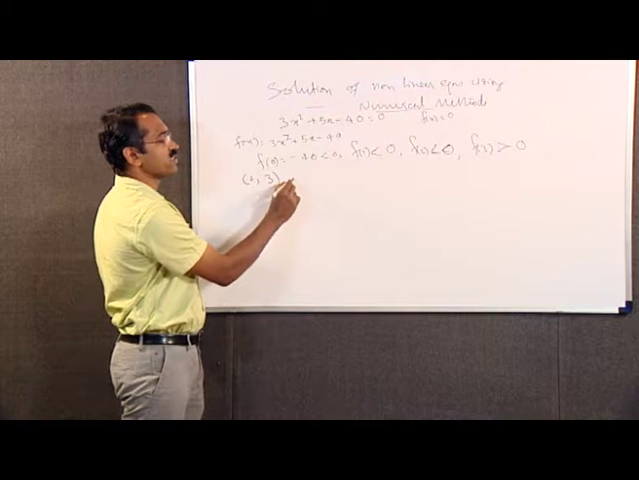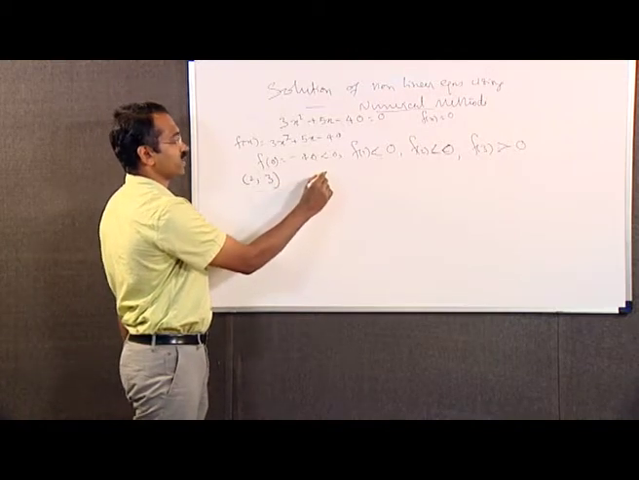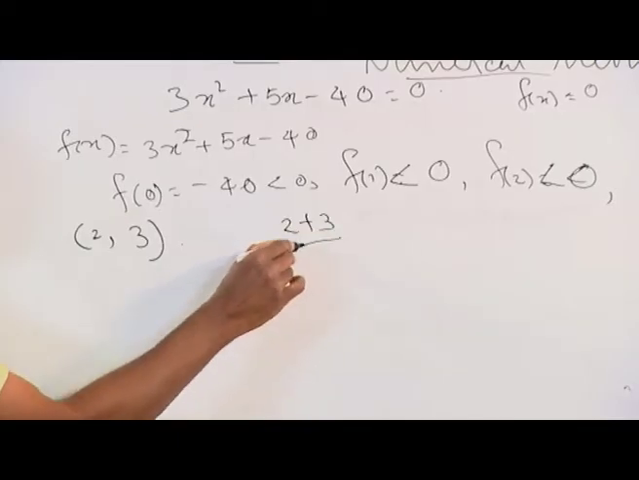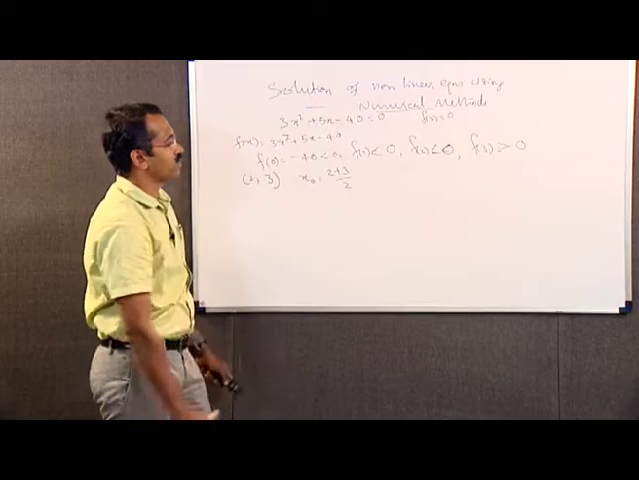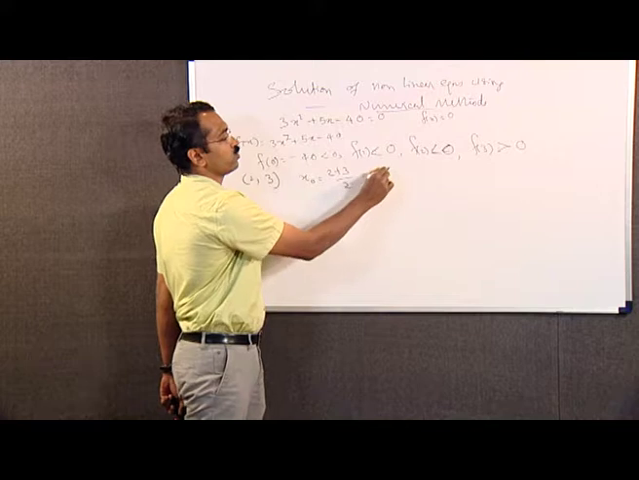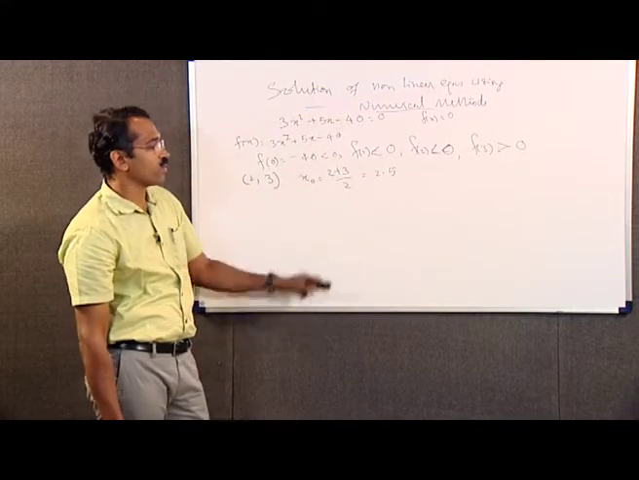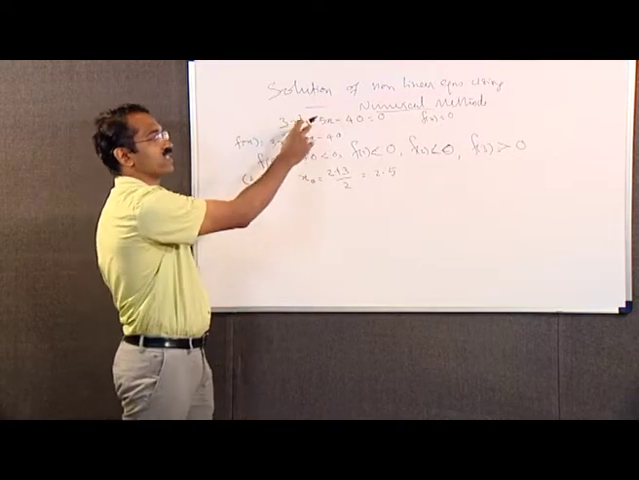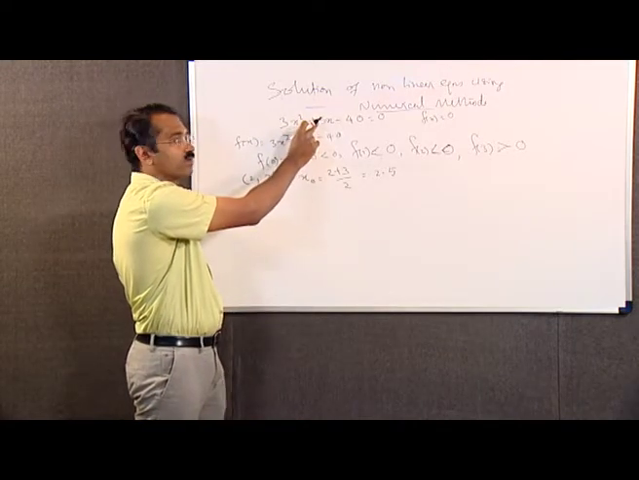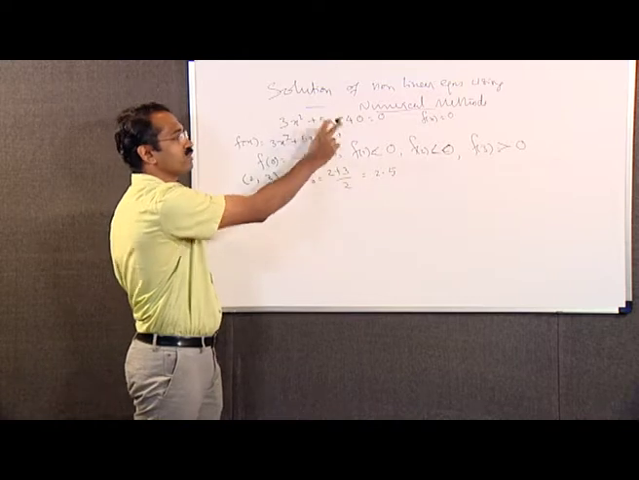Now, we bisect this interval, that is equal to 2 plus 3 divided by 2, which is taken as x naught. That is equal to 5 by 2, which is 2.5, which may be taken as the first approximate root of this equation.